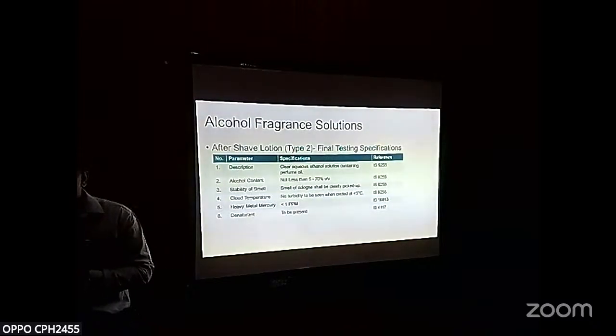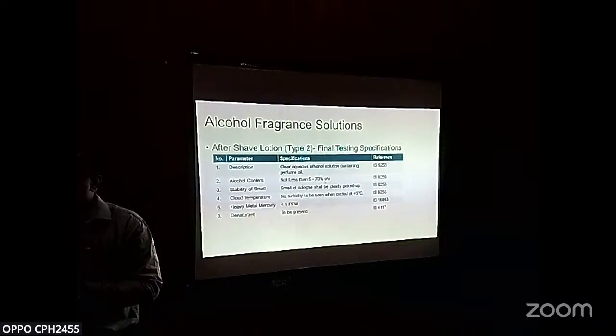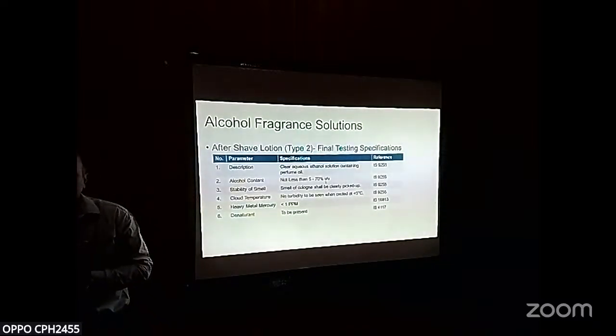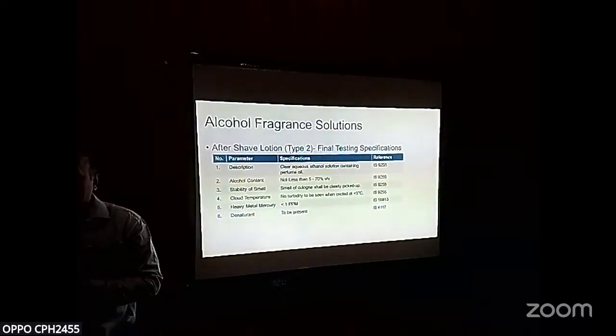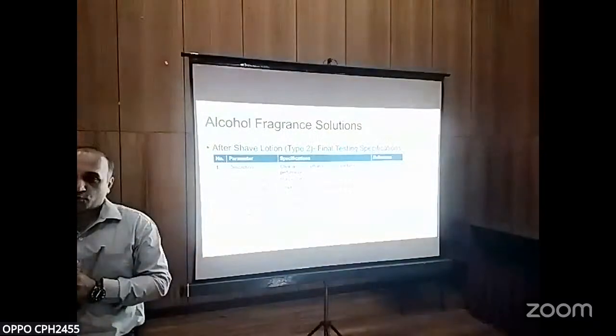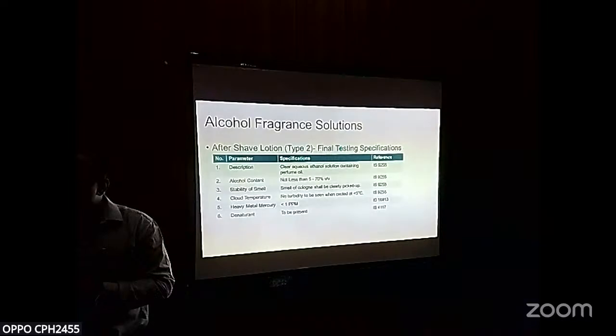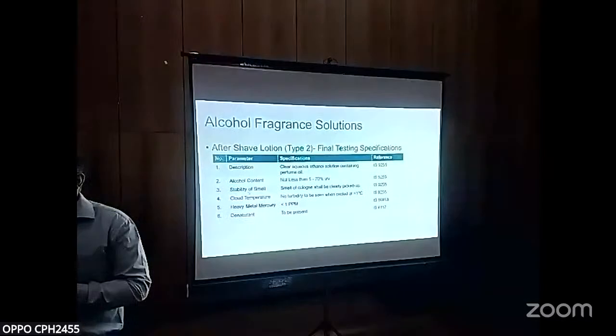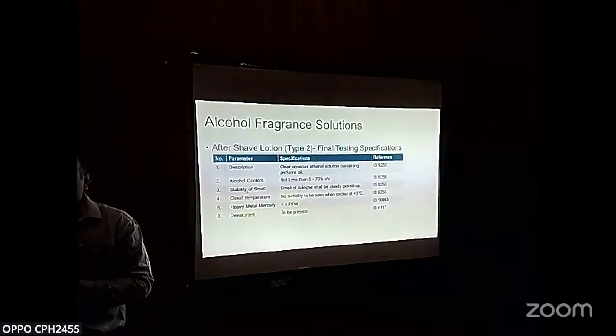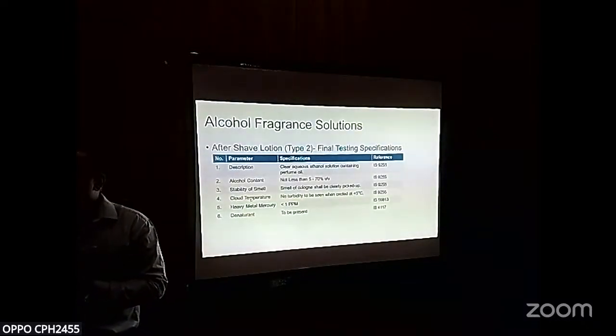So, but we have a specification for this. Again, alcohol content is given as 5 to 70%. I need to mention that in the aftershave lotion, there are two types, type 1 and type 2. Type 1 is a water-based aftershave lotion. Type 2 is an alcohol-based. So, in the alcohol-based, it is from 5 to 20%. And again, stability and cloud temperature are similar to what is looked at there.